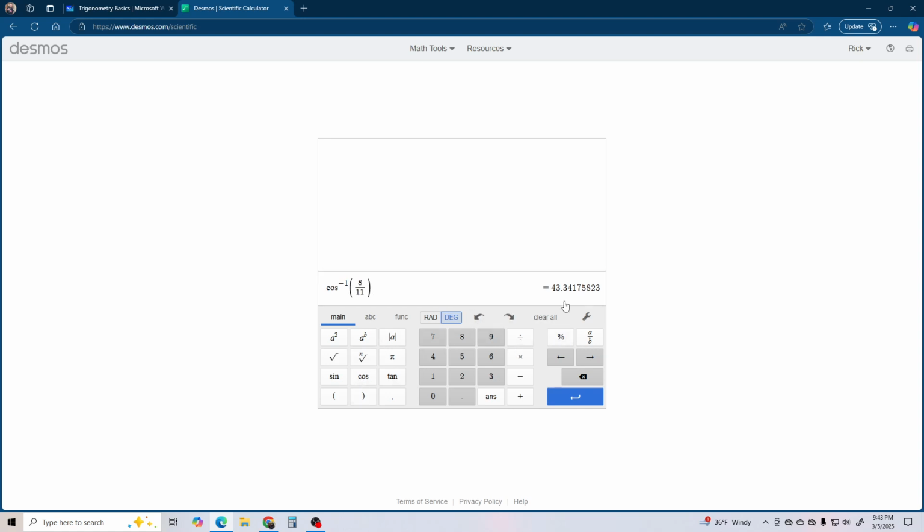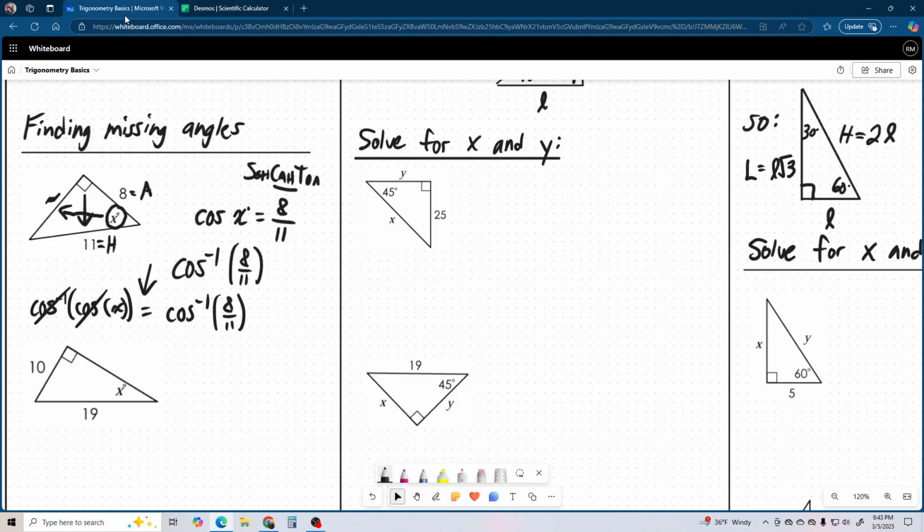8 over 11 is 43.34. So that is our angle measure, 43.34. So x equals 43.34 degrees, because it's an angle measure. All right, awesome. So go ahead and try that on the next one. We'll see how you do. Get as far as you can, and we'll go into it together.